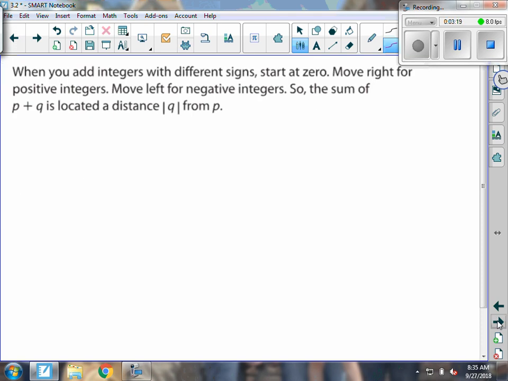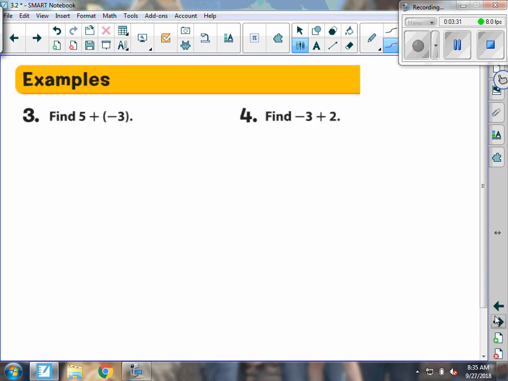So when we add integers with different signs, we start at 0, move right for positive, move left for negative. It's kind of what we're doing here. So copy these down: 5 plus -3 and -3 plus 2. I have a positive and a negative, so my signs are different. So I'm going to find the difference in the absolute values.